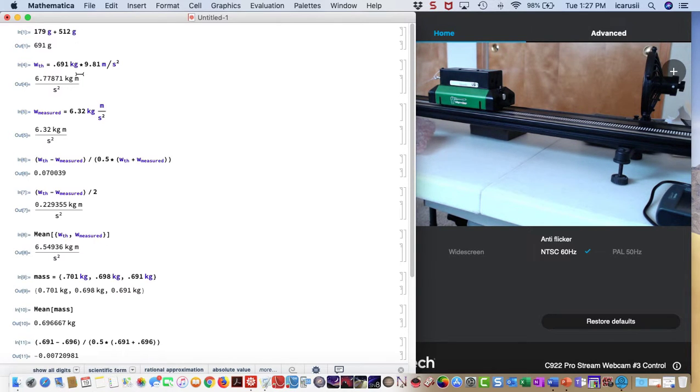We theoretically assume, based on the numbers that I have from previous measurements, that this is 691 grams, giving us a weight of 6.77 kilograms meters per square second, or 6.77 newtons. That's what we measured is 6.32 newtons. So the difference is about 7%. I'm not going to cry over that. And the uncertainty is about 0.229 kilogram meters per square second. The mean between the theoretical and the measured is 6.54 newtons.